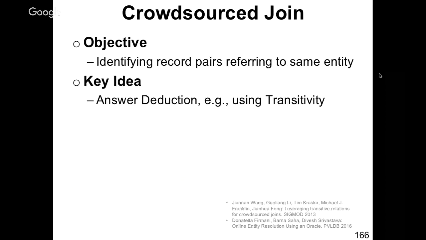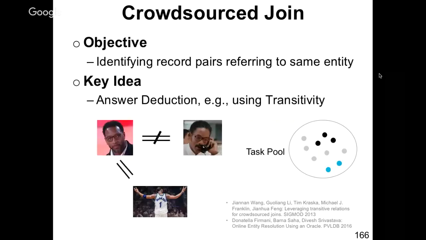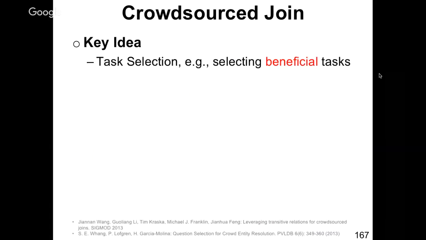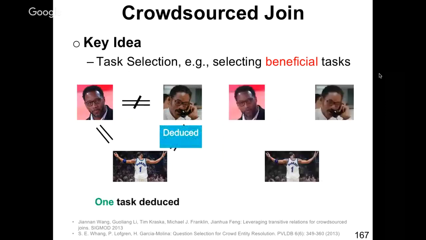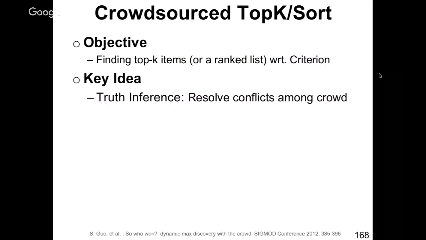For join operator design, they mostly use the techniques Jijian has said. It's about answer deduction, for example, using transitivity rules and task selection for selecting the most influential tasks, as mentioned by Jianan. I will not get into more details about this part.